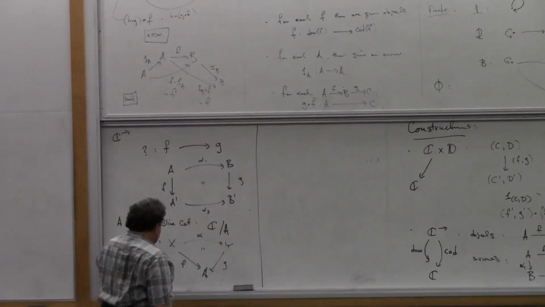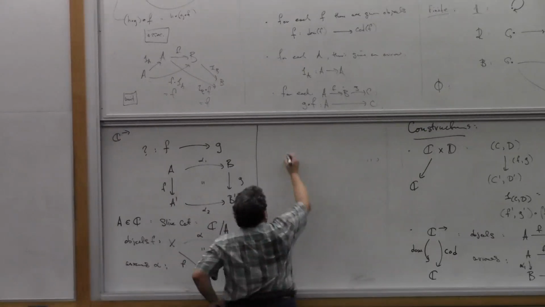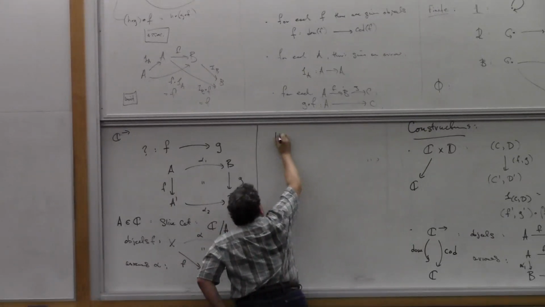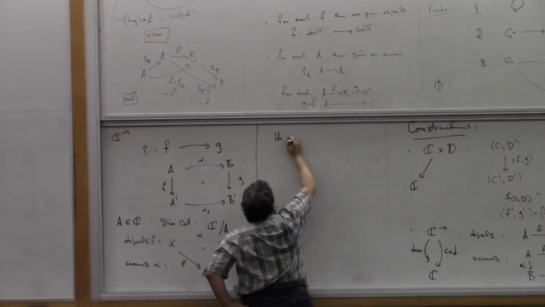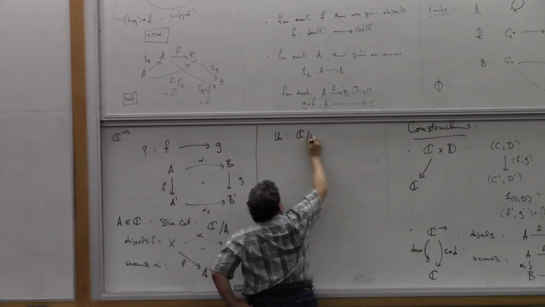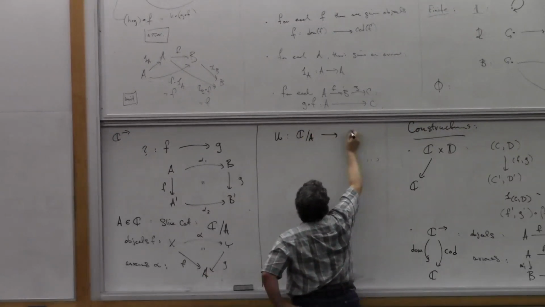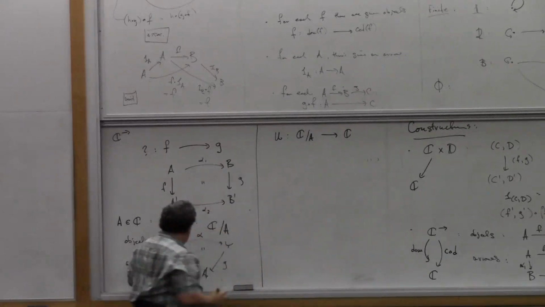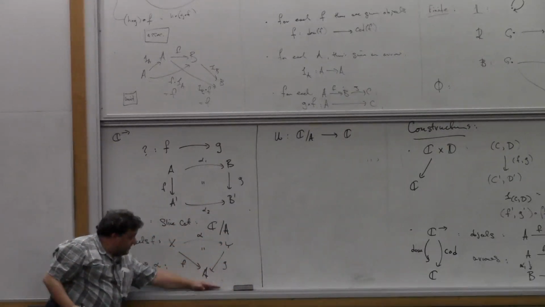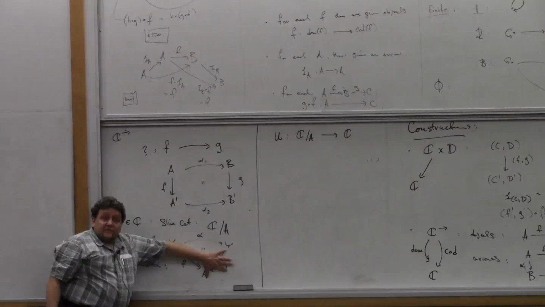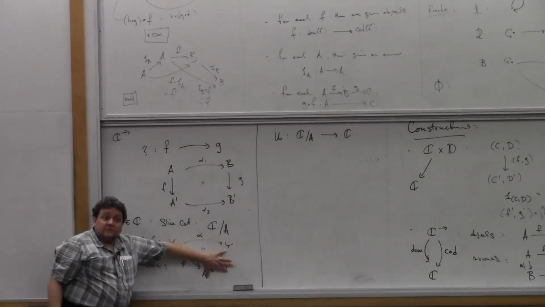And there are some interesting functors here. There's a so-called forgetful functor. It goes from the slice category down to C itself. It just says forget this indexing here over A. It's basically the domain functor, right?